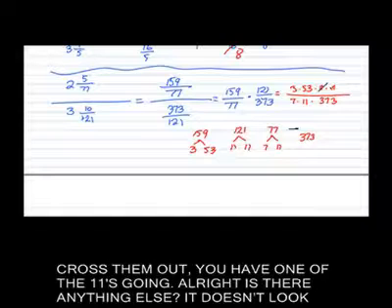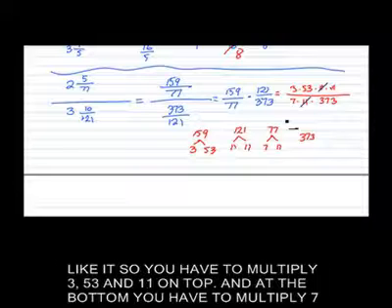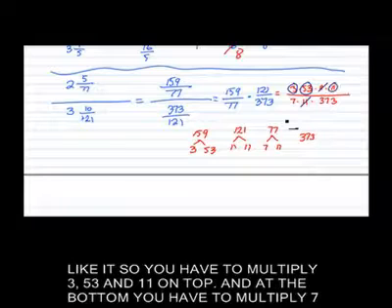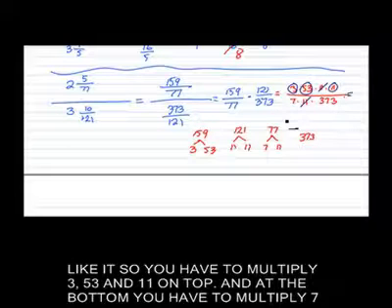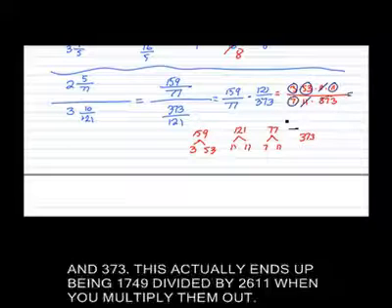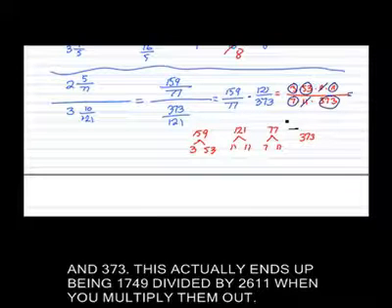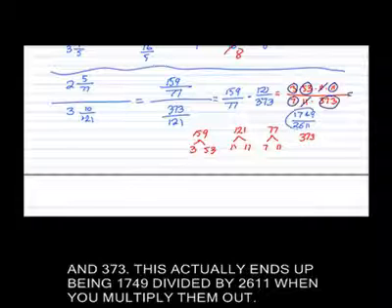You have one of the 11s going. All right. Is there anything else? It doesn't look like it. So you have to multiply 3, 53, and 11 on top. And at the bottom, you have to multiply 7 and 373. This actually ends up being 1,749 divided by 2,611 when you multiply them out.